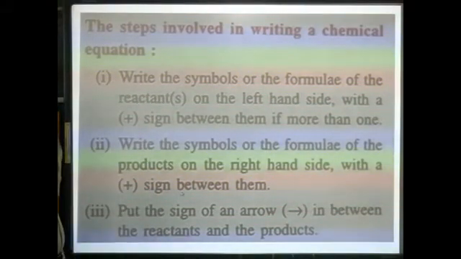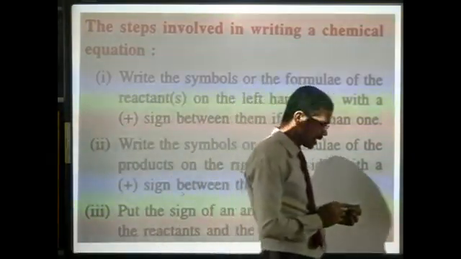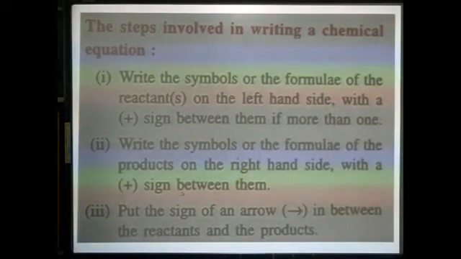Then, the steps involved in writing a chemical equation. For writing a chemical equation, there are many steps we need to follow. First of all, step number 1: write the symbols or the formulae of the reactants on the left hand side with a positive sign between them if more than one.